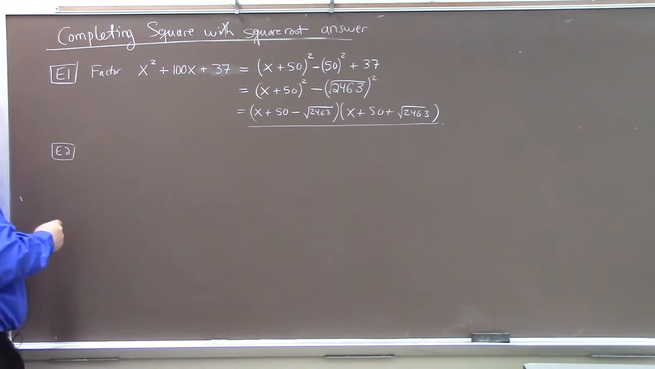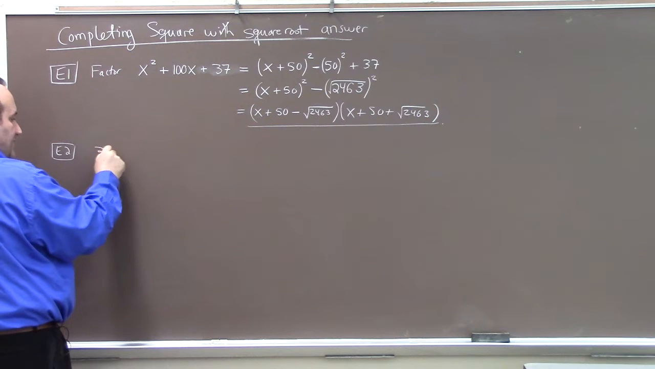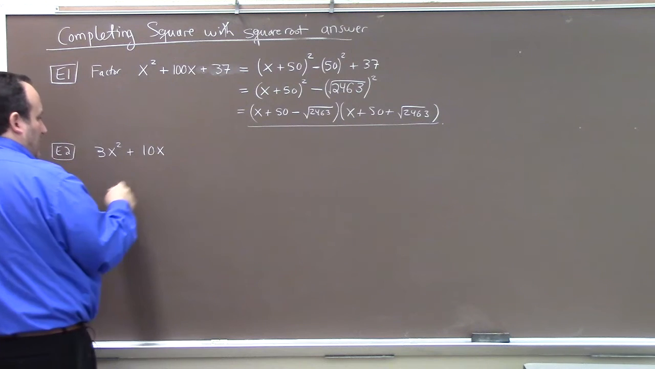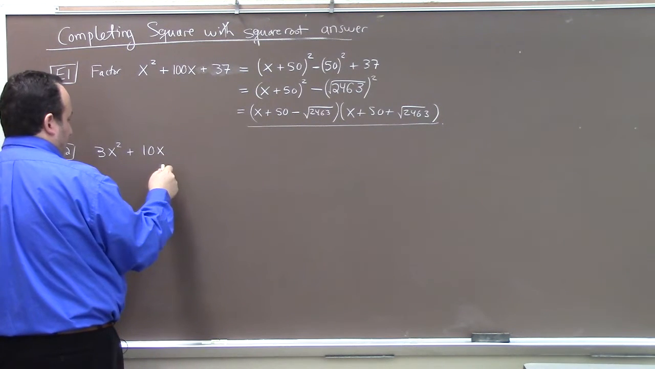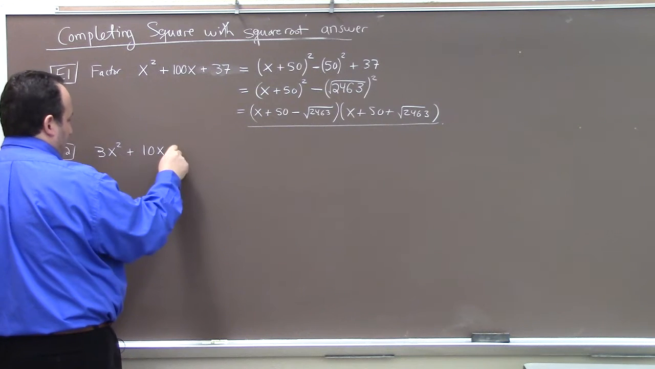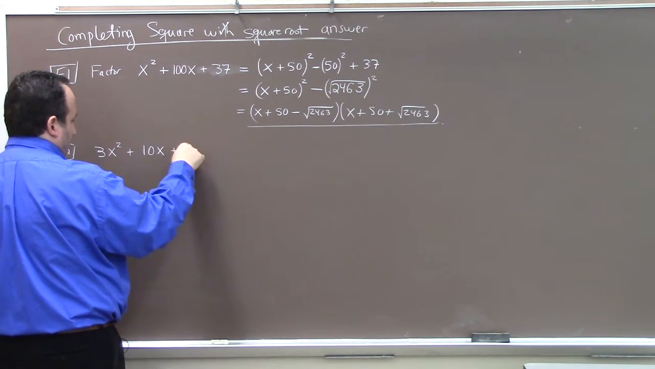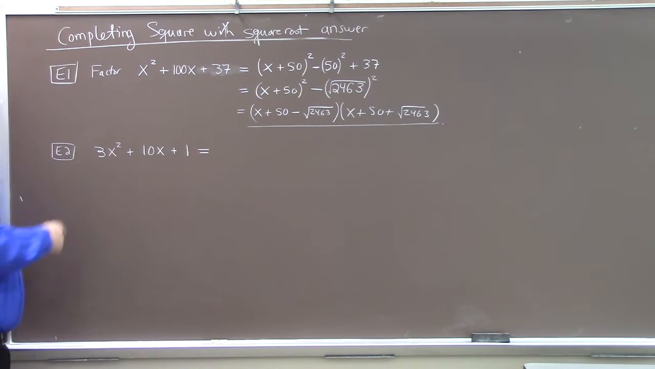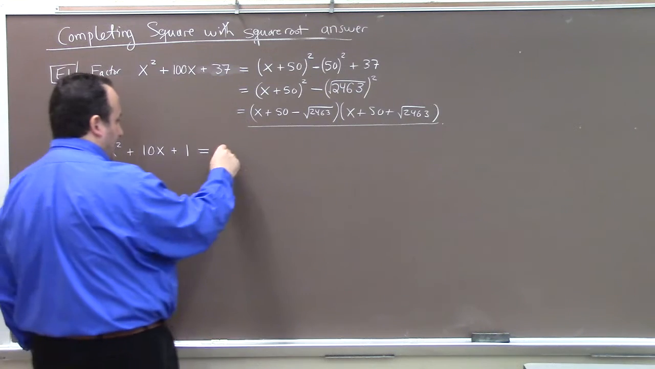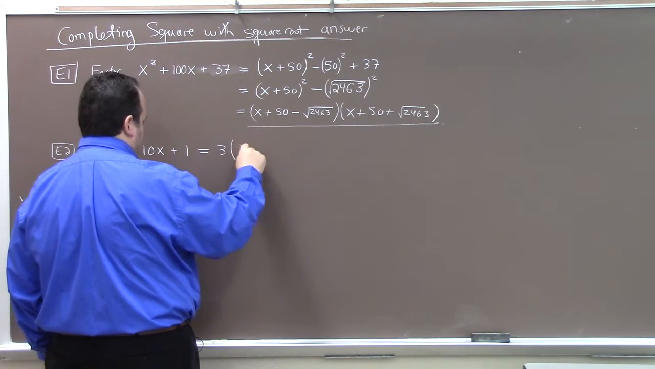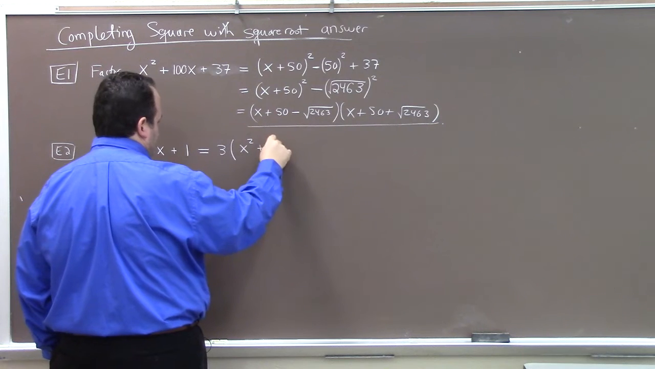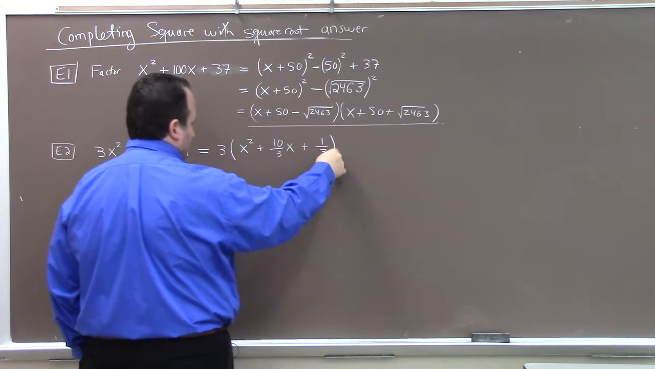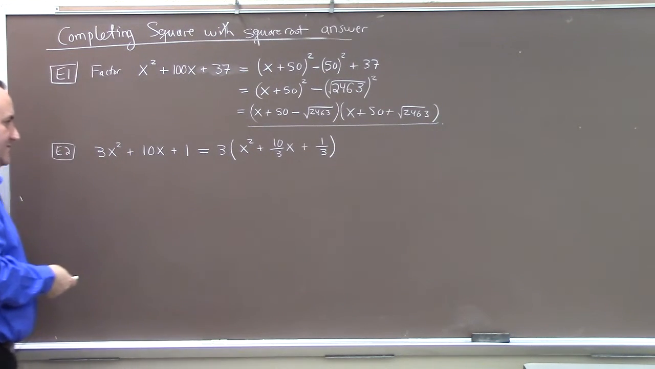Here's another one. Let's do one where there's a 3 out front. So like 3x squared plus, say, I don't know, 10x plus 1. This one's annoying because I put a 3 out here, right? So completing the square gets a little bit uglier because we have to factor the 3 out. At least I have to. I start by factoring 3 out. So I get x squared plus 10/3 x plus 1/3, right? Everything's going to have to happen inside these parentheses.